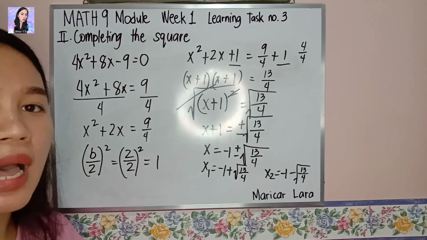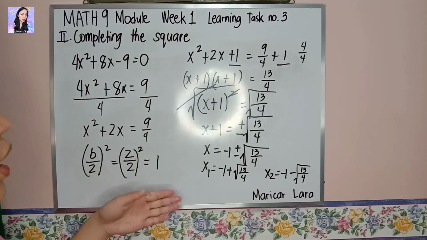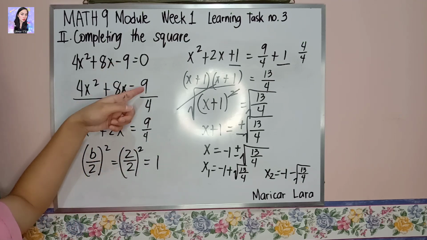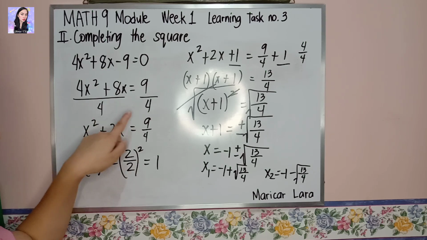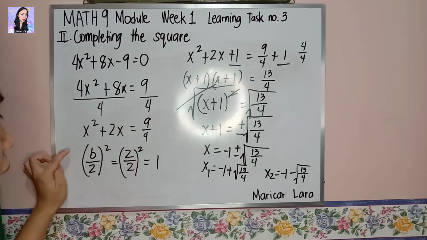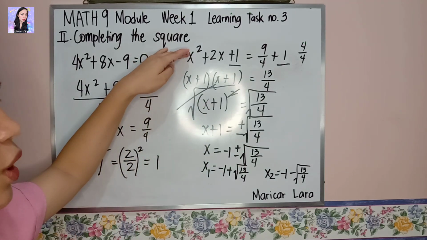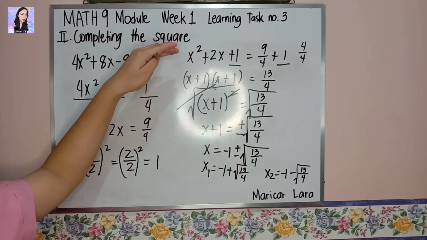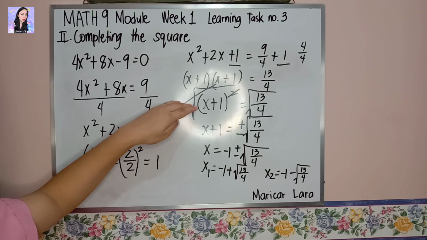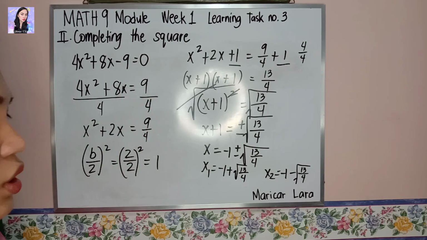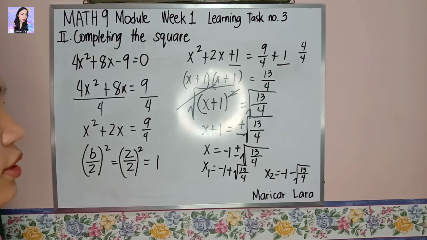So, yun lang po ang completing the square. Huwag lang kalimutan yung steps na ginawa natin. Una ay ilipat yung constant sa kabila. Sunod, i-divide both sides sa a. Sunod, mag-a-add tayo ng b over 2 squared both sides. And then, kapag naging perfect square trinomial na siya, gagawin natin siyang square of binomial and then extract the square root and then kunin yung answer ng dalawang x. That's it.